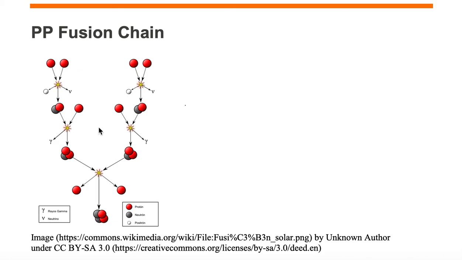Now, in the process of generating this helium nucleus, there is a mass difference. If you add up the mass of the 4 protons and you take a look at the mass of the helium-4 atom, you'll see that they're not the same. The helium-4 atom has less mass than 4 protons.